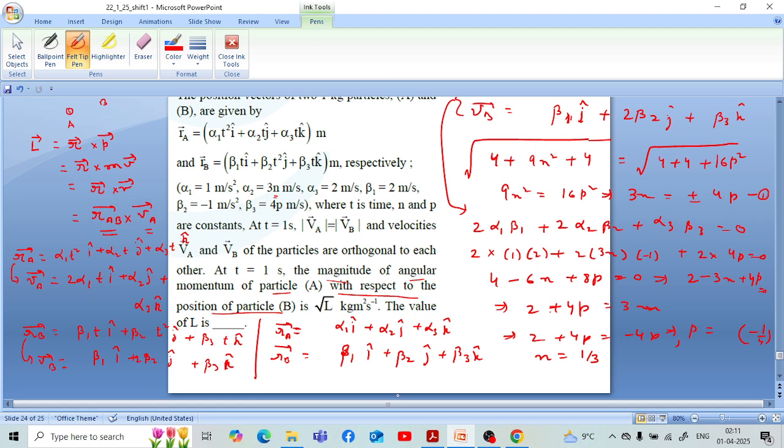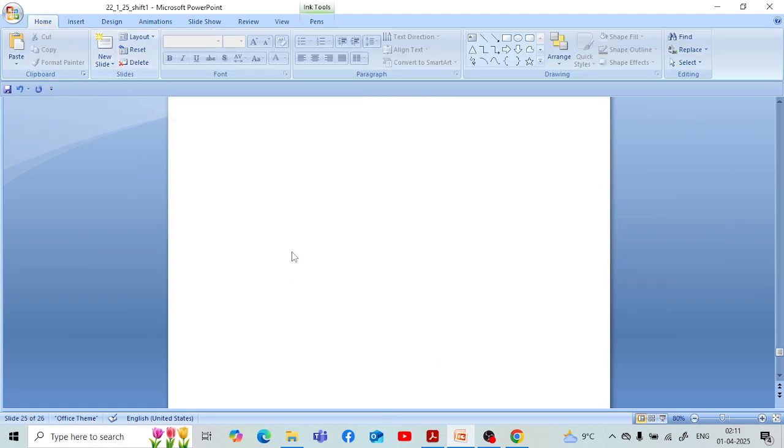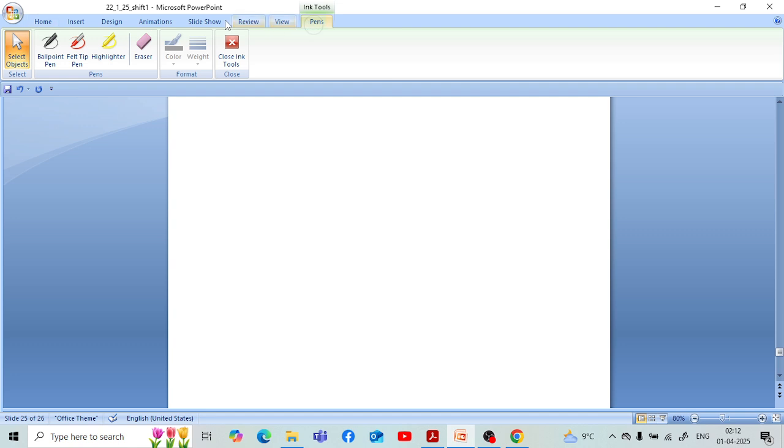Now let us solve this on the next slide. Now we have to find out L, basically the angular momentum. So angular momentum is basically r cross p, which, as we have discussed, is equal to r_AB cross v for this problem, because m equals 1 here, and we have to take v_A basically.